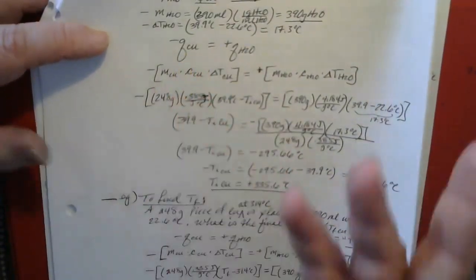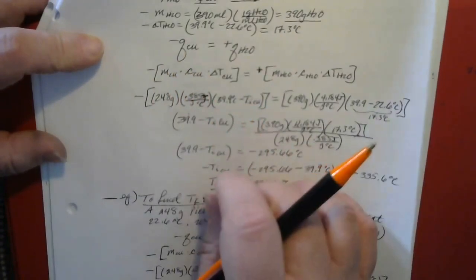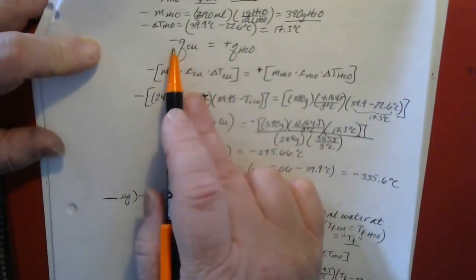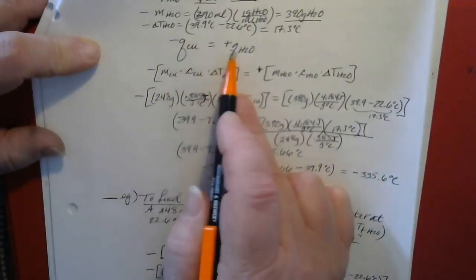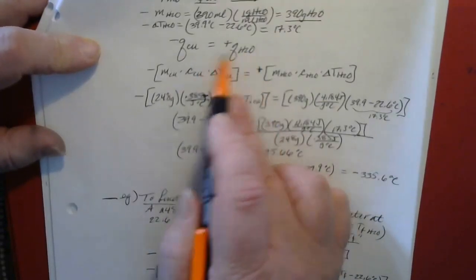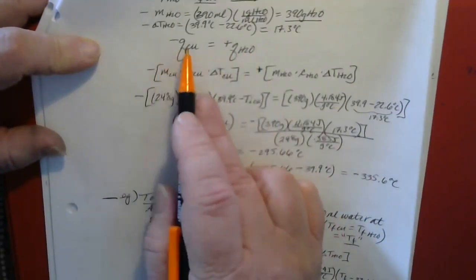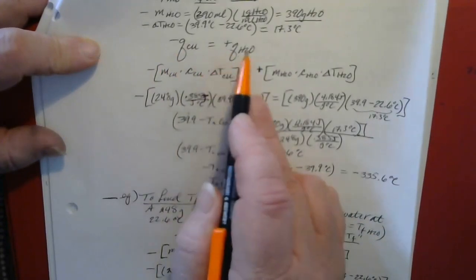And we know that this is, again, another case where you're putting a hot piece of metal into water, and so the heat lost by the copper will be the same as the heat gained by the water. In other words, negative Q copper equals plus Q H2O.